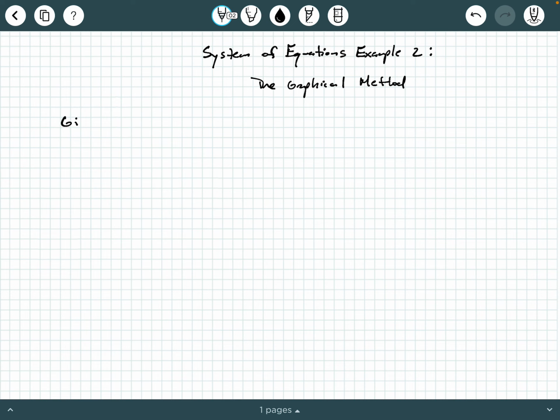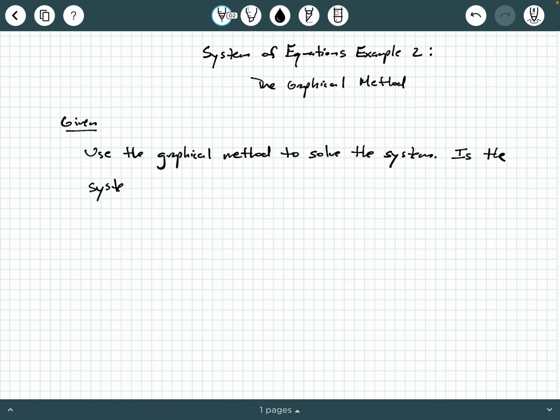So let's get started. The given information: we are told to use the graphical method to solve the system. Is the system consistent? All right, so our given system is x plus y equals 3, and our second equation is 2x plus 2y equals 6.